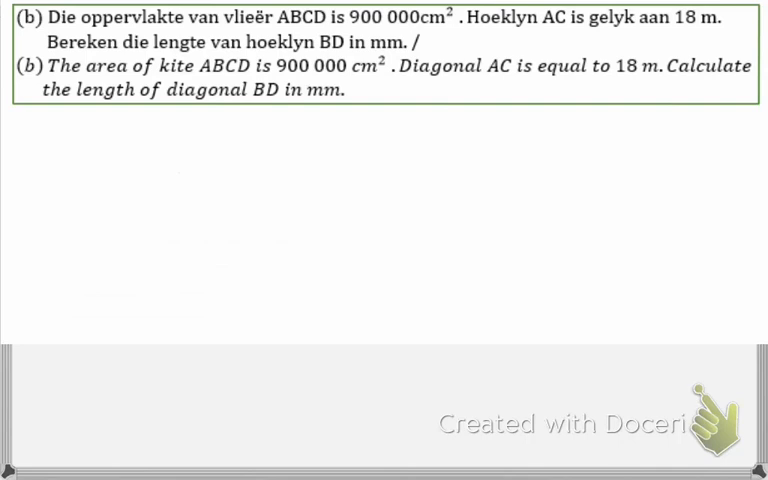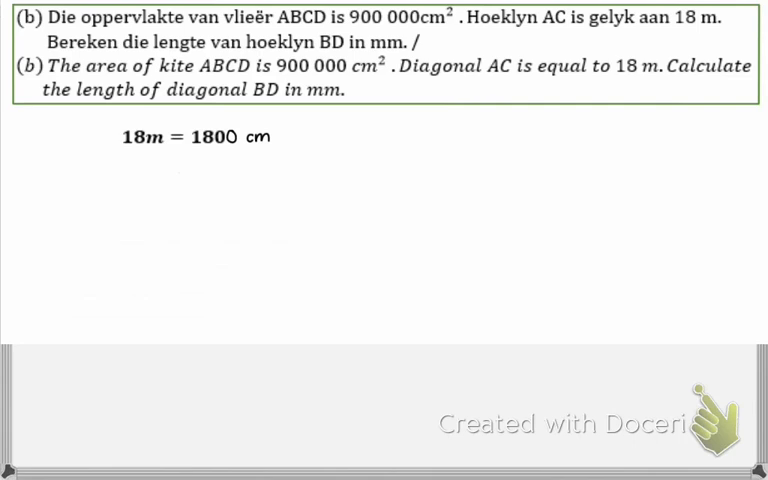Now the easiest way to work this out is to change everything to centimeters at first, because the area is in square centimeters. So that 18 meters I'm going to change to centimeters. We know that there is 100 centimeters in 1 meter. Therefore, if I multiply the 18 with 100, I get that 18 meters is equal to 1,800 centimeters.